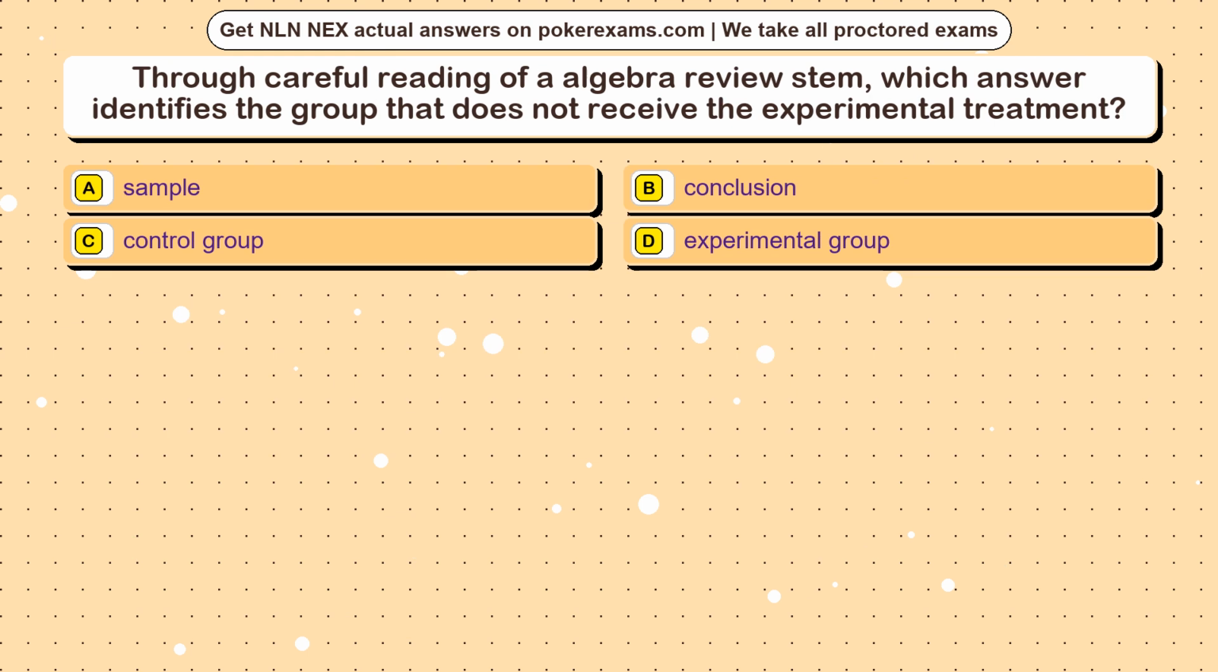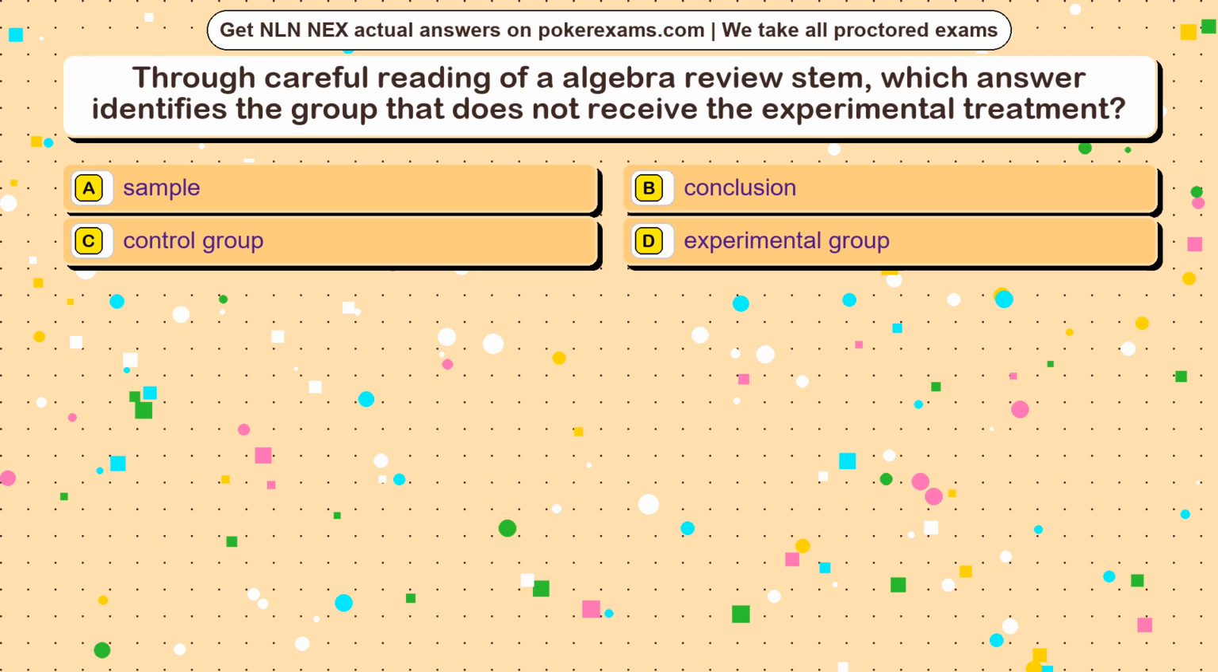Question 25. Through careful reading of an algebra review STEM, which answer identifies the group that does not receive the experimental treatment? Option A, sample. Option B, conclusion. Option C, control group. Option D, experimental group.